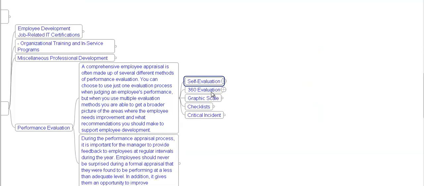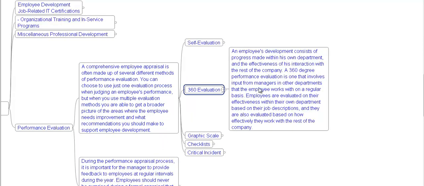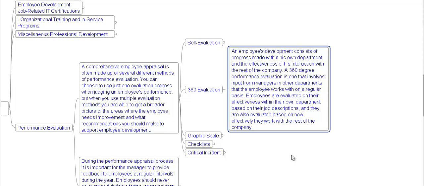360 evaluation. An employee's development consists of progress made within his own department and the effectiveness of his interacting with the rest of the company. A 360-degree performance evaluation is one that involves input from managers in other departments that employees work with on a regular basis. Employees are evaluated on their effectiveness within their own department based on their job description, and they are also evaluated based on how effectively they work with the rest of the company.